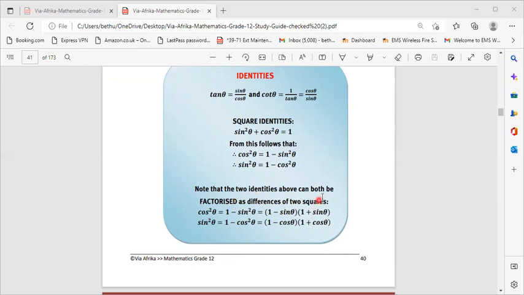Note that the two identities that I've mentioned can both be factorized as a difference of squares. For example, we mentioned that cos squared theta is equal to 1 minus sine squared theta. You can express it as a difference of two squares. So in the first bracket we'll have 1 minus sine theta, second bracket 1 plus sine theta. Then sine squared theta equals 1 minus cos squared theta, we can express it as open bracket 1 minus cos theta, the next bracket 1 plus cos theta.